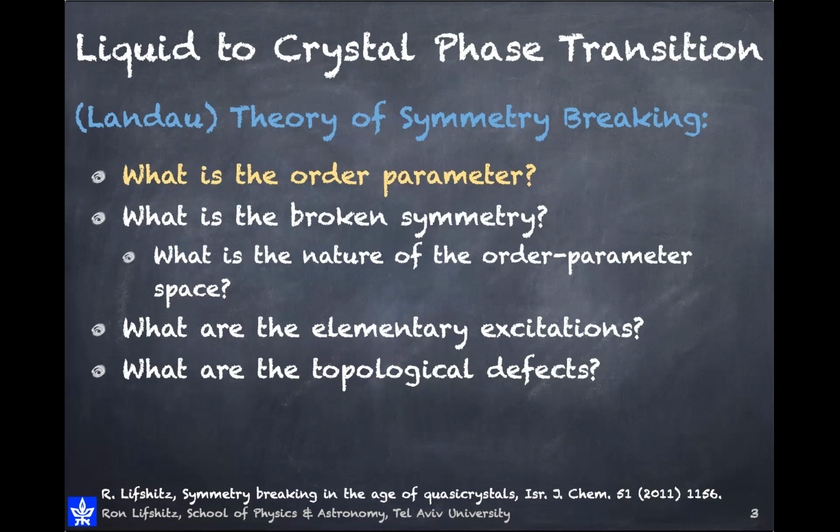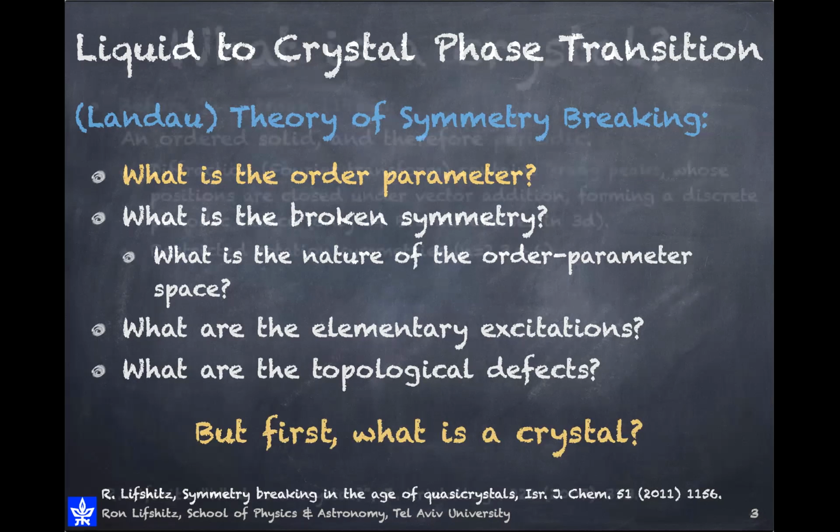So I want to start with the first question, which is, what is the order parameter? So we're going from a structureless uniform phase to an ordered phase, and this has to be somehow indicated by some kind of order that appears, and I would like to have some parameter that will signify the fact that order has appeared. But before I can answer this question, I really need for us all to be on the same page when we're using the word crystal. So what is a crystal?